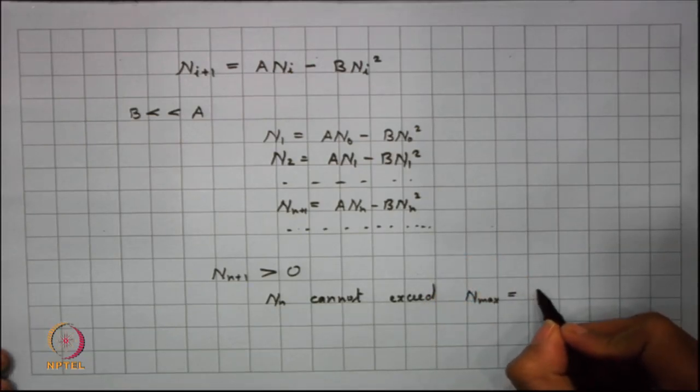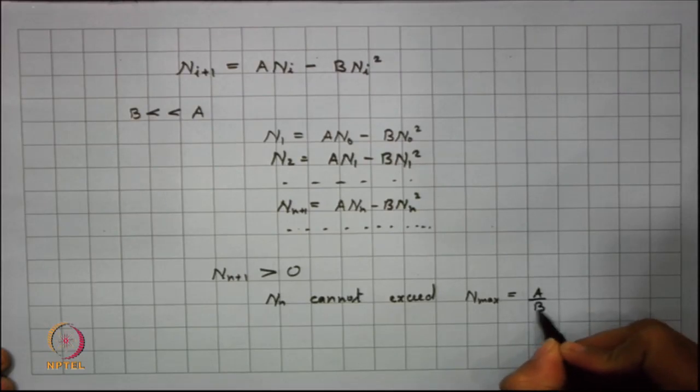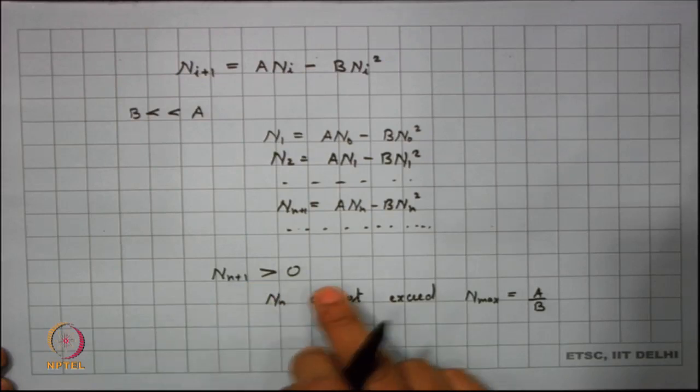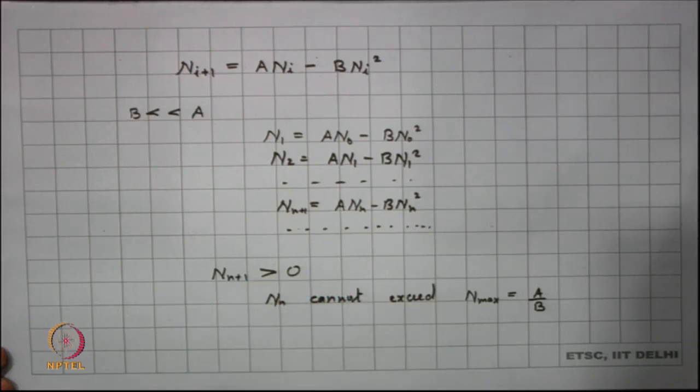So, if my population turns out to be equal to a by b, we can find that this becomes extinct, and hence we can say that this remains positive only if your population at any given time does not exceed a by b. Now, what we try to do here is put xn.